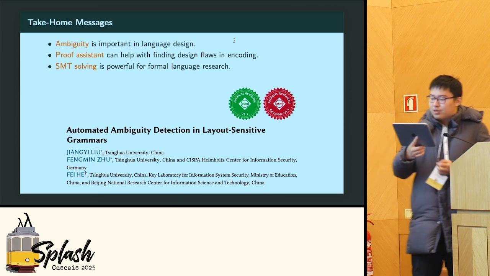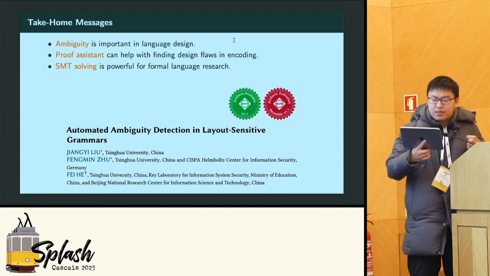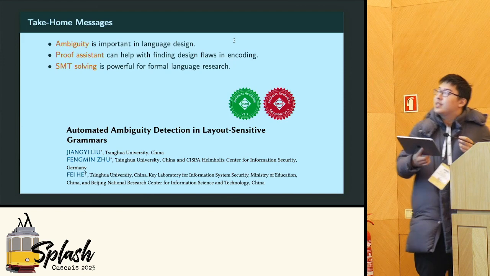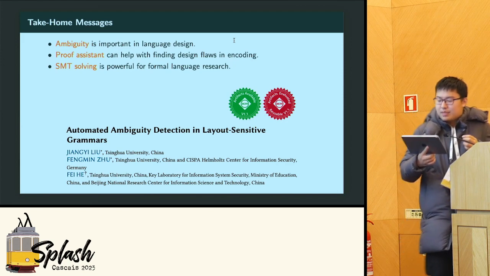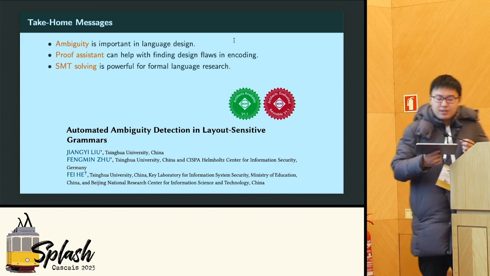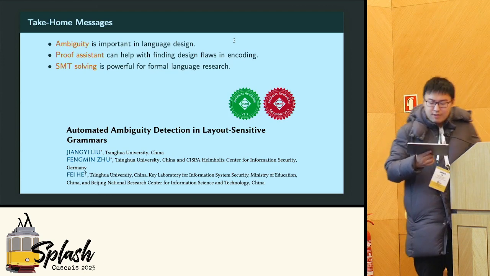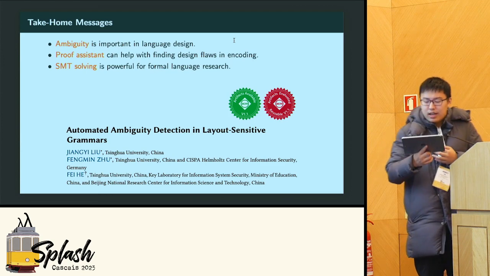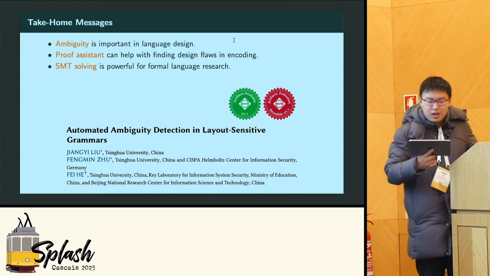The second point is about proof assistants. They are quite useful and can surely help you develop a robust theory when you are working with SMT or set solvers. Last but not least, SMT solvers can also be applied to formal language research, as we've shown in our work, other than their well-known use in software analysis.